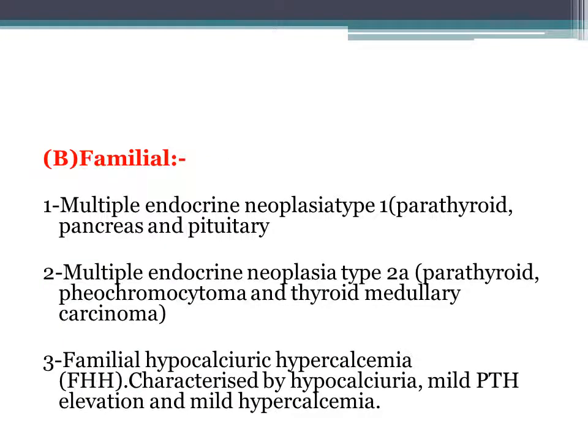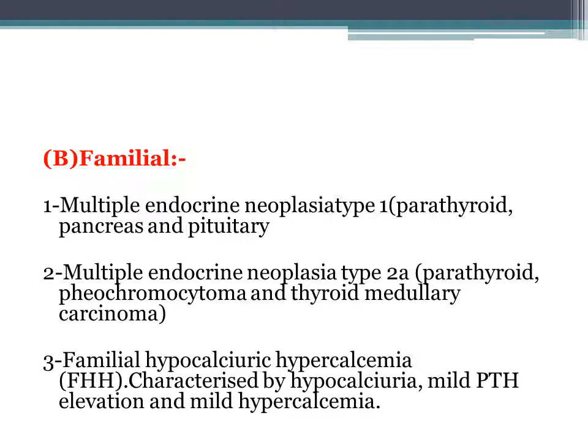Second, familial. Hyperparathyroidism may be familial, like multiple endocrine neoplasia type 1, which is called MEN 1, which also includes pancreas and pituitary neoplasms, or multiple endocrine neoplasia type 2A, which also includes pheochromocytoma and thyroid medullary carcinoma.